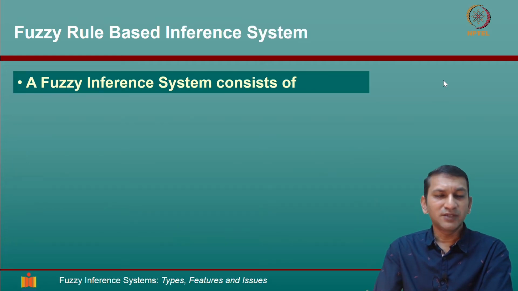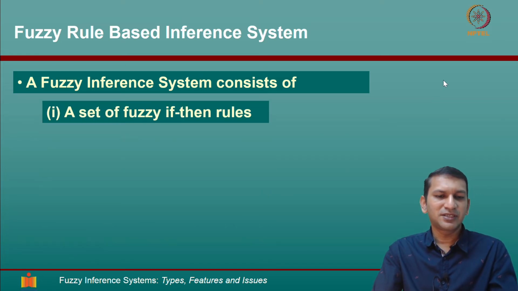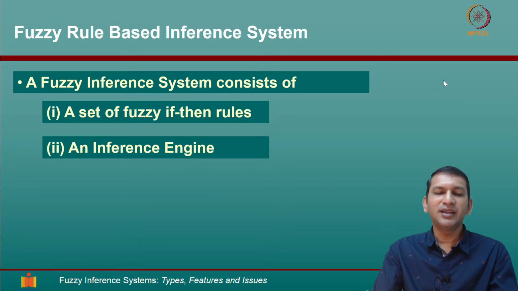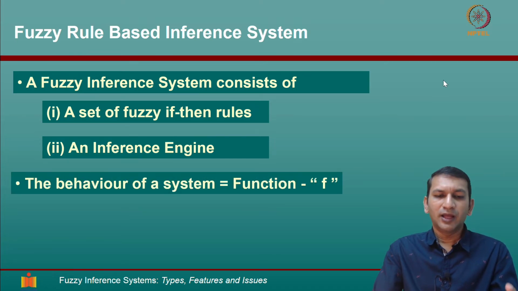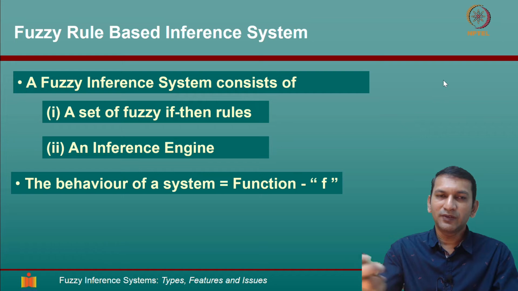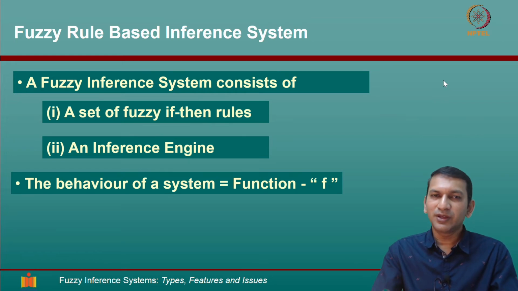Well, what is a fuzzy inference system? We know this. It consists of two things. First, a set of fuzzy if-then rules, so a rule base, and an inference engine. So one type of inference engine is what we have seen in the last week of lectures, that of fuzzy relational inference. The behavior of a system can be indicated by a function f, because we are giving an input and expecting an output. Now we are in the setting of control systems.